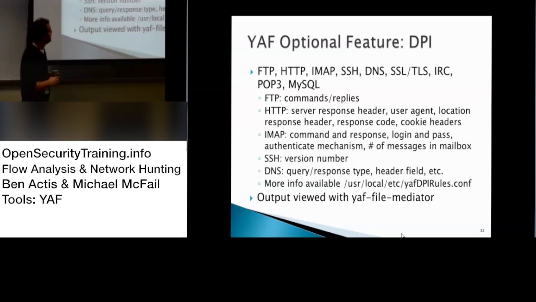For email, IMAP, command and response, number of messages, we'll see the login and password. SSH, it only gets you the version number, so I don't know how useful that is. Maybe someone's using a non-standard SSH client or something. I don't know. DNS, query response information, header fields.